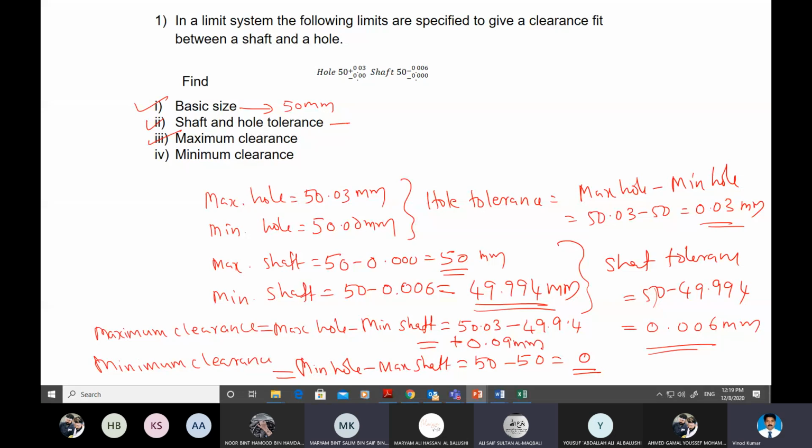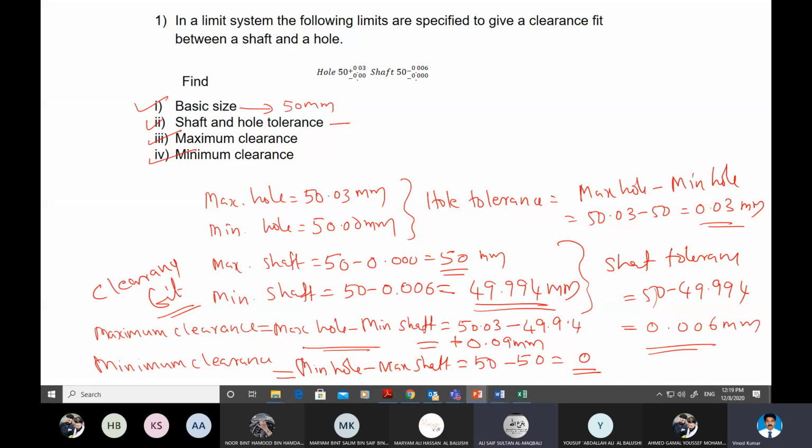0.09 millimeter. Yes. Since one is 0 and the other positive, we could say that this is a clearance fit. Nothing has gone to the negative side. Hence we can say it is a clearance fit. Clear? So we calculated all this. The equation needs to be applied directly.